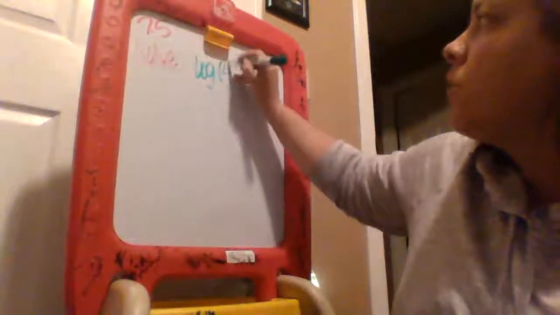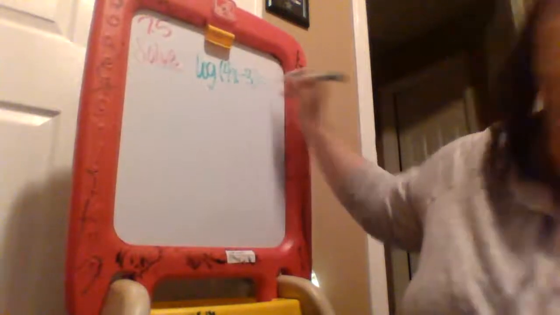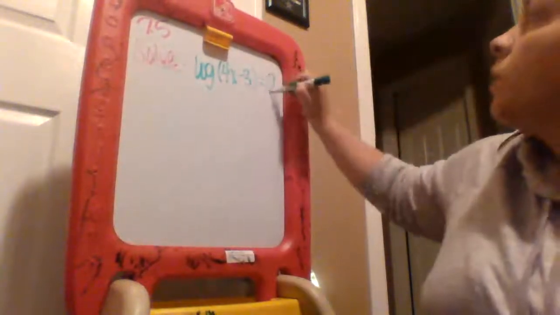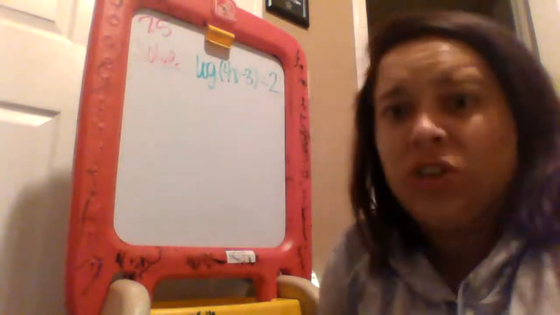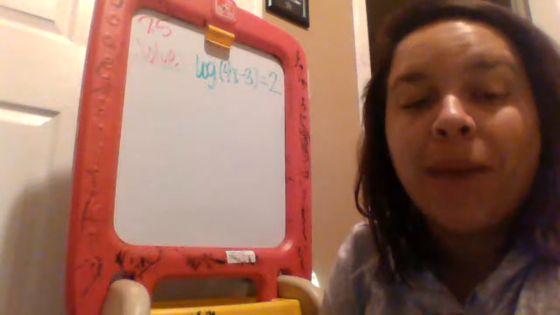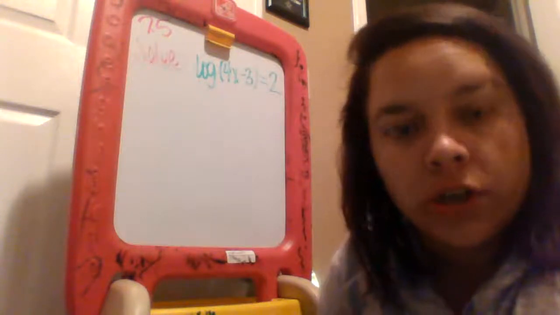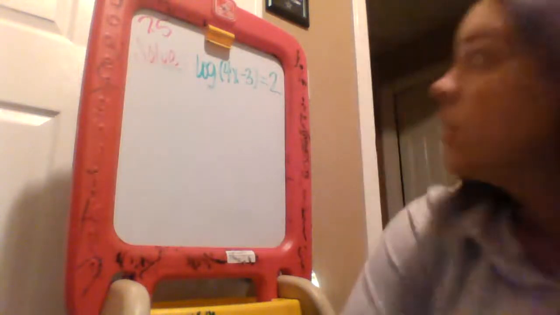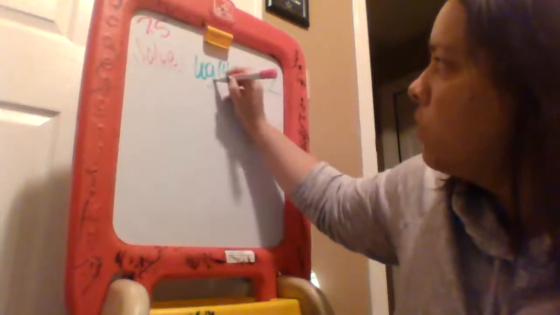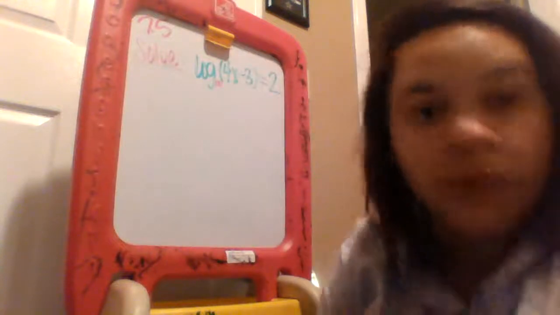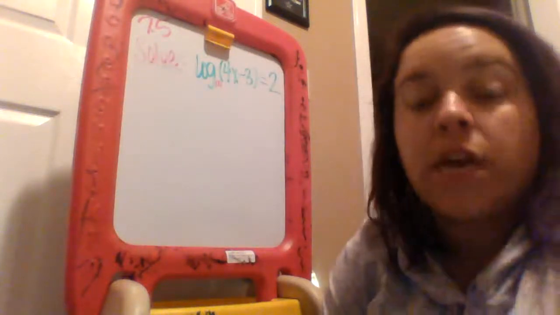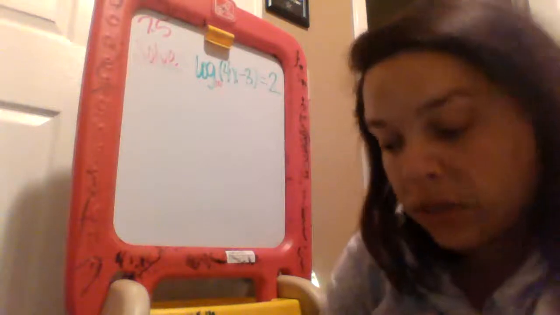Log of 4x minus 3 equals 2. All right, so you may be looking at this one and like, what the heck is the base? There's no base there. The base of a log that's understood is 10. So if there's nothing written here for the base, we would automatically assume that it's 10. Just like when there's no number in front of a variable, we automatically assume that it's 1. If there's no base on a log, we automatically assume it's 10.